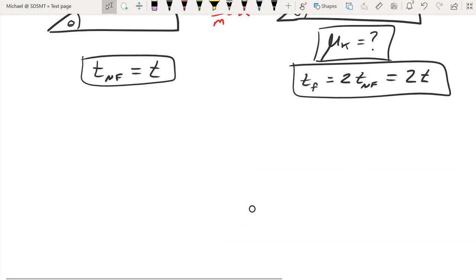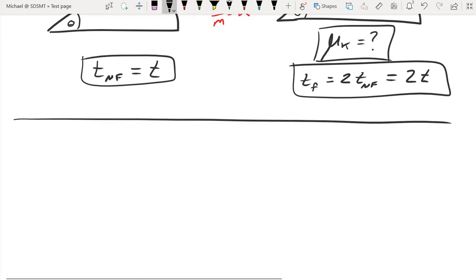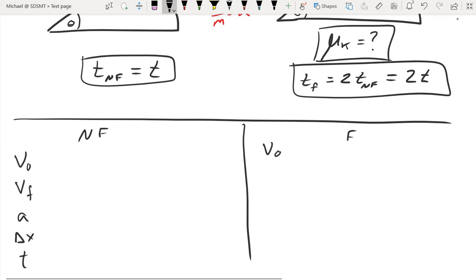So let's see what happens if we try to put everything together in a kinematics problem. In the case of no friction and in the case of friction, we have initial and final velocity, acceleration, displacement, and time. Likewise for the friction case, we have initial and final velocity, acceleration, and time.